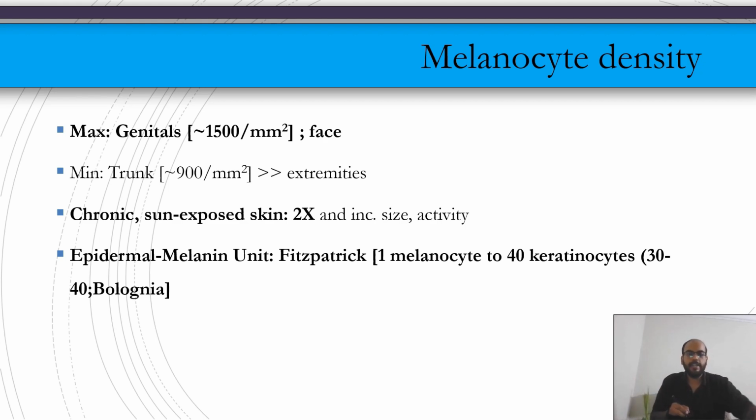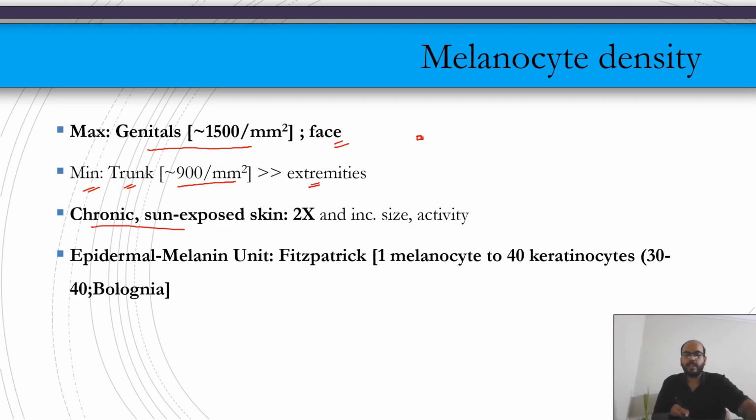The number of melanocytes per unit area is essentially similar. It is highest at the level of genitals, roughly about 1500 melanocytes per millimeter square. Millimeter square is roughly like this small area. And the face, these are the areas in which the density is very high, while minimum is seen at the level of trunk, roughly about 900 per millimeter square, and also extremities.